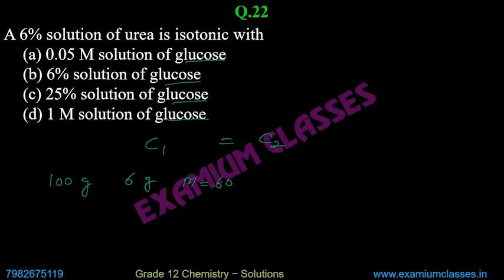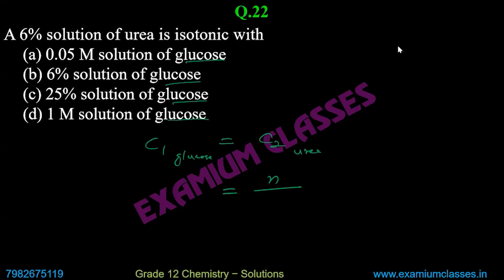Okay. So say this one is glucose, this one is urea. And if this is urea, it will be number of moles divided by volume. Remember, when we are saying isotonic, we can have either molality or close to molarity. We will consider that the solution has a density of 1 gram per ml.